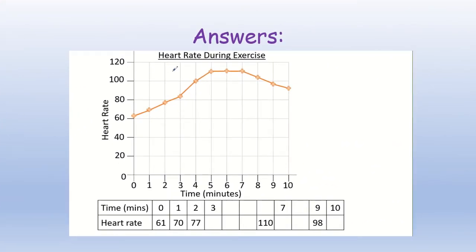So using our heart rate during exercise line graph, let's see if we can complete the chart. At 0 minutes we had 61. At 1 minute we have 70. At 2 minutes we have 77. At 3 minutes it's above 80, but it's not halfway, is it? I think that would be 81 or 82 may give you the mark.